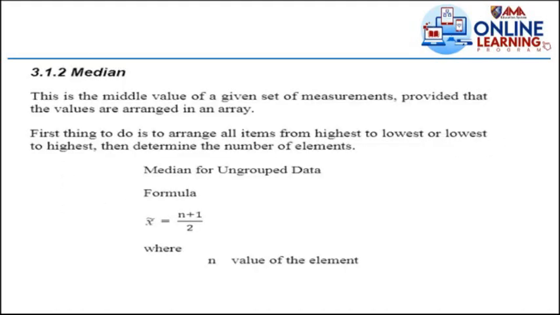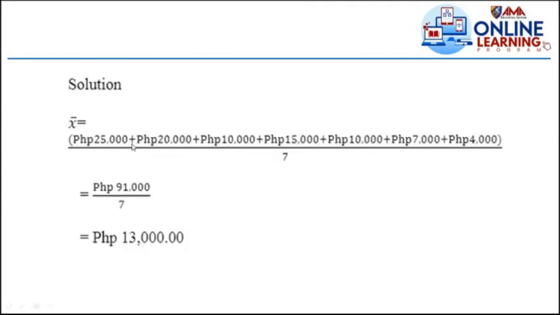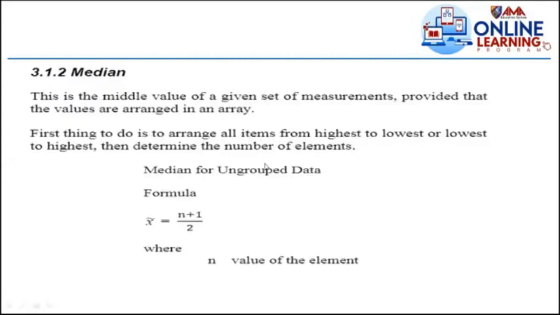So next you have the median. This is the middle value of the given set of measurements, provided that the values are arranged in an array. For the mean, there's no problem there, we're not going to arrange our data. We just add everything, then divide by the number of elements. For the median, we're going to arrange the data. First thing to do is to arrange all items from highest to lowest or lowest to highest. Then determine the number of elements.